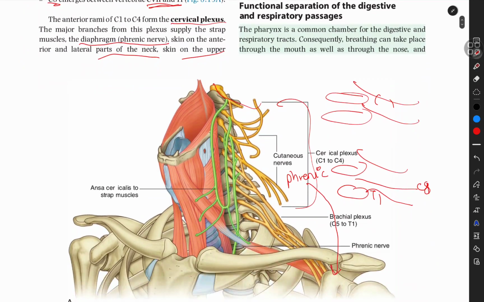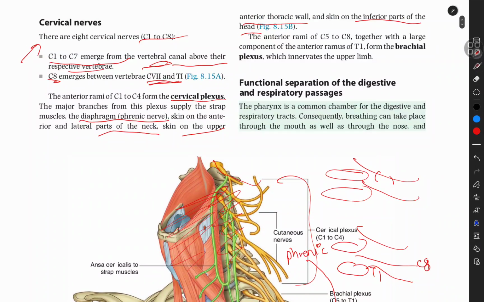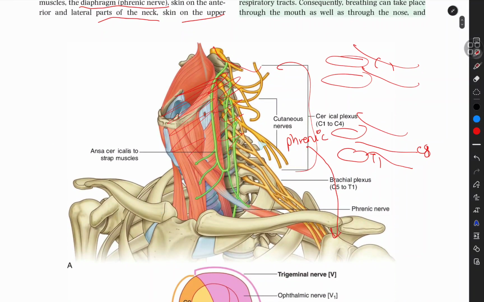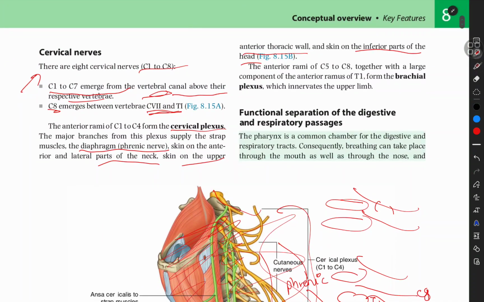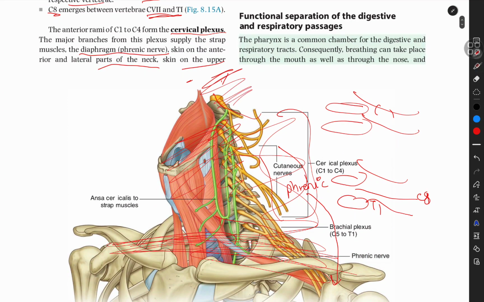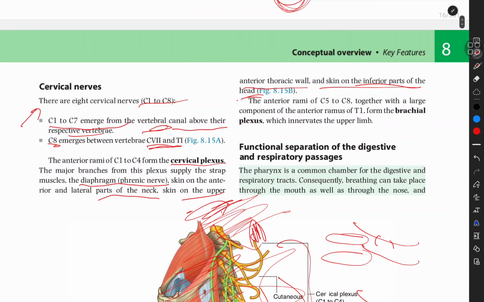Skin on the anterior and lateral aspects of the neck, skin on the upper anterior thoracic wall. These cutaneous nerves also innervate the skin over a little bit here, on the inferior parts of the head. Some of these are going up, so some here.